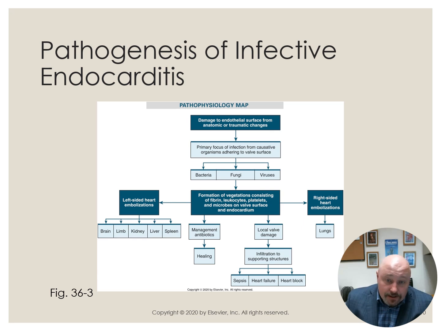Here in figure 36-3, we have the pathogenesis of infective endocarditis. It begins with damage to the endothelium surface from anatomic or traumatic changes, and from there that allows an opportunistic pathogen to take hold and grow.